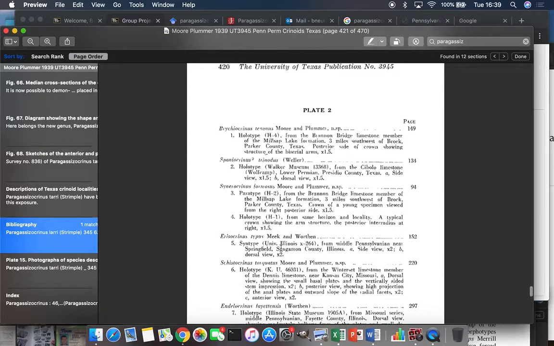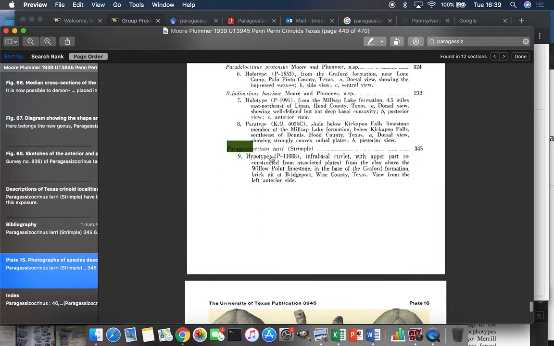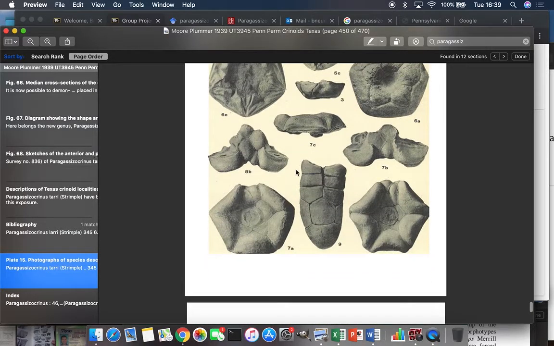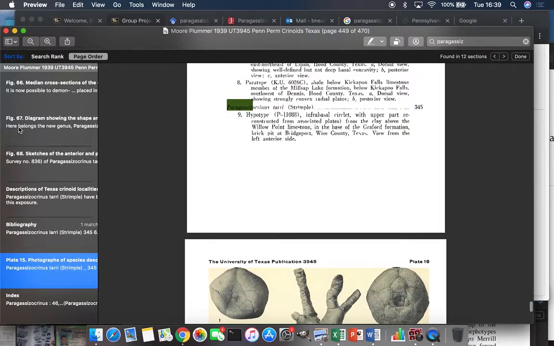So there's a picture of it here, and if we were searching through, we would also find a picture of it here. Plate 16, number 9, and there it is at the bottom. That's a nice little side view looking at the thing. So that's what our little creature looks like.